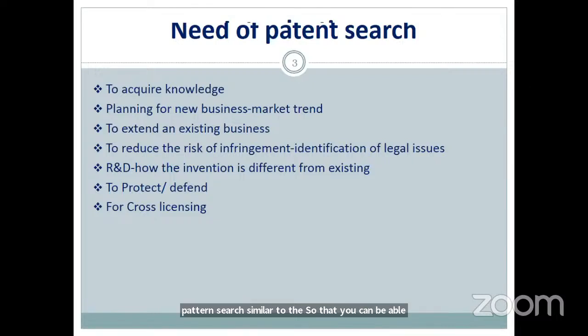Okay, how your invention can be differentiated with respect to the existing one, how you can differentiate your idea from the existing one. So for those cases, for R&D purposes, the patent search can be done. Okay. And then to protect or defend. Okay. Protect, similar to the risk of infringement. To protect yourself also, you can do your search. And then to defend against others also, you can do your search.